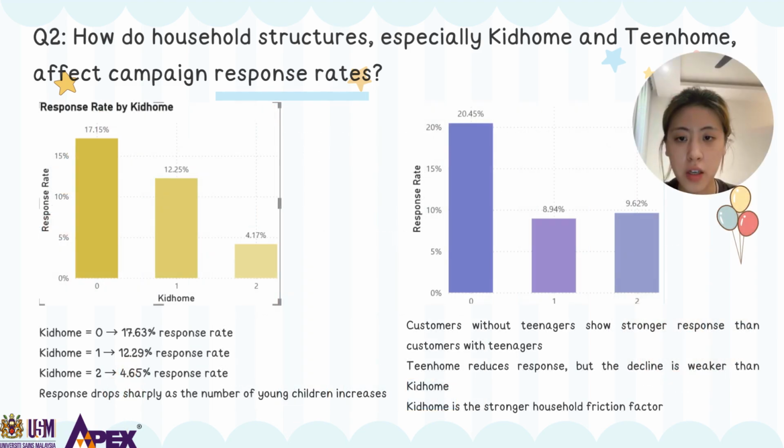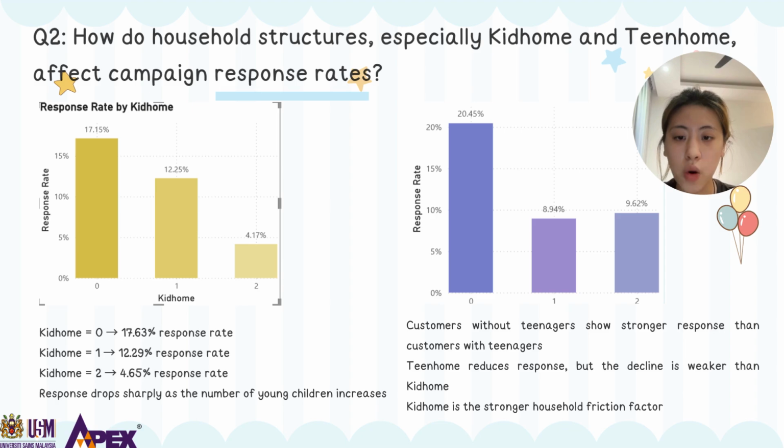Next, we compare kid home and teen home. For kid home, the response rate drops clearly as the number of young children increases. It falls from 17.63% with no young children to 12.29% with one child, and only 5.65% with two children.